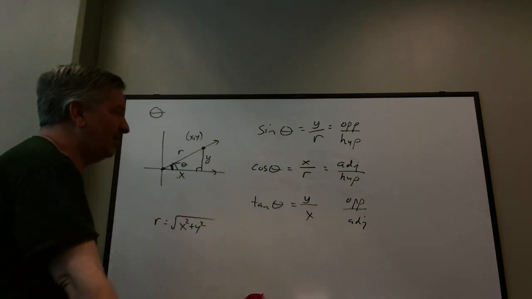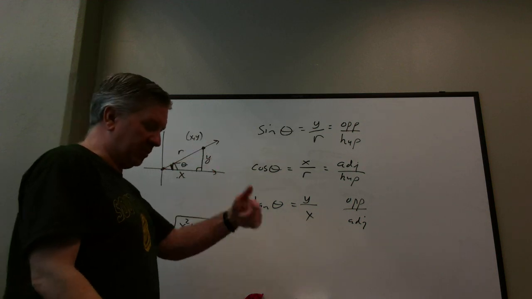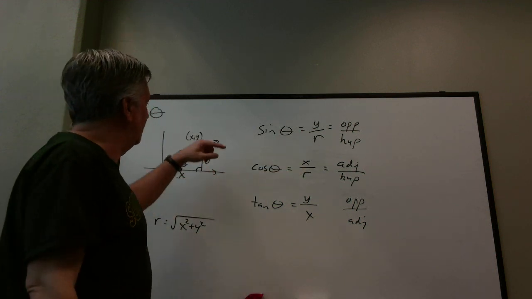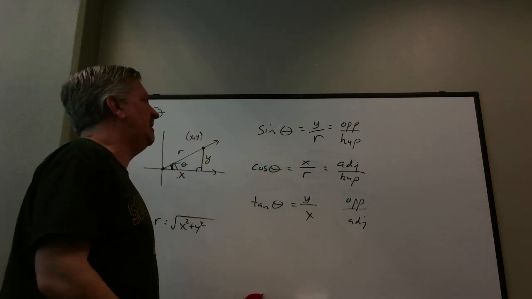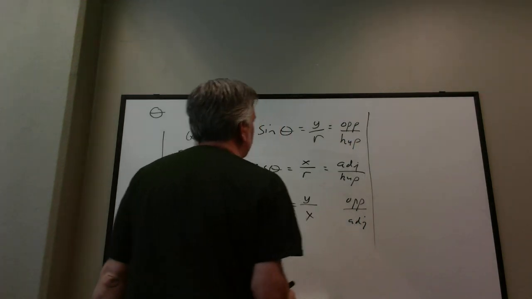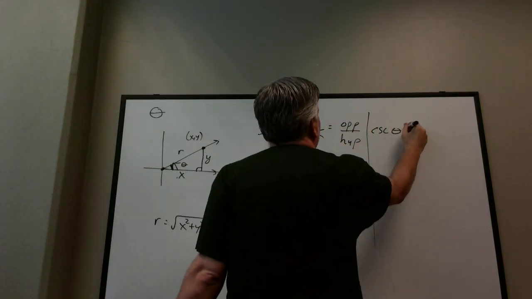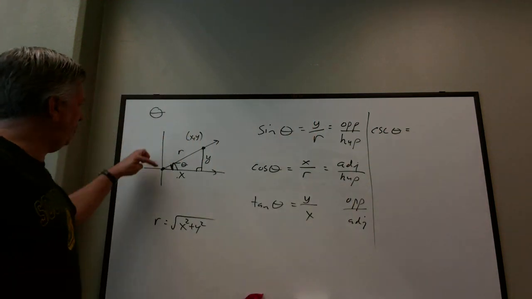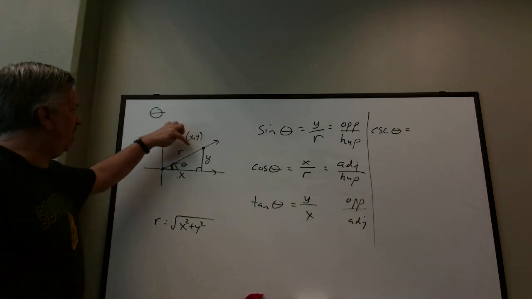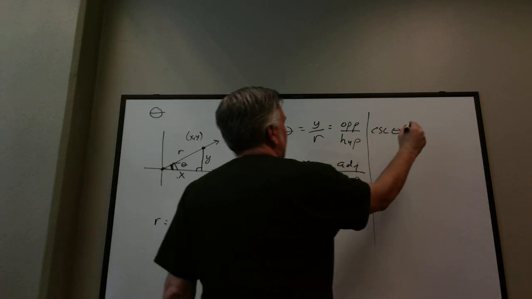Again, I'm going to get ahead of myself, which we're not going to do in this section, but we will later. If you know these three, you can get the other three. The other three trig functions are reciprocals of those. Okay, so cosecant of theta, right? Cosecant is r over y. It's the reciprocal of sine.